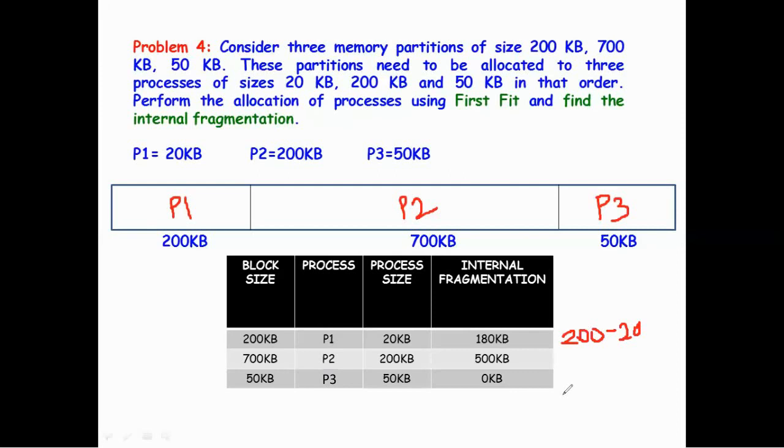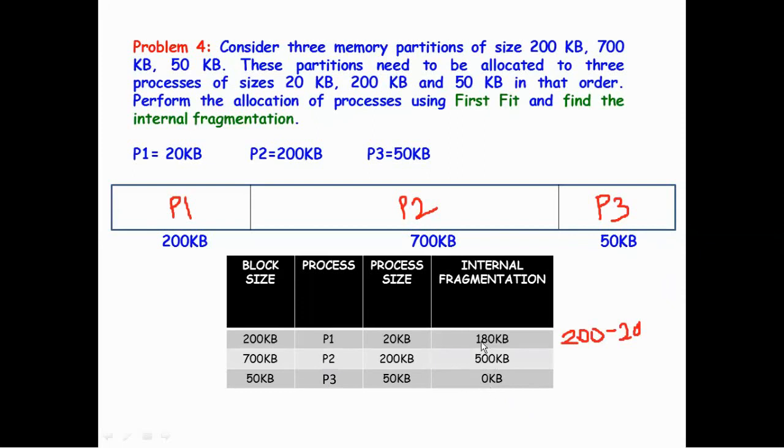P1 is allocated in a block size of 200 KB and the size of P1 is 20 KB. Therefore, internal fragmentation is 200 KB minus 20 KB, which is equal to 180 KB. This is how internal fragmentation for P1 is calculated. Likewise, for P2, 700 minus 200 is equal to 500, which means that 500 KB memory is wasted. For P3, 50 KB minus 50 KB is equal to 0 KB. Hence, the internal fragmentation for P3 is 0 KB.